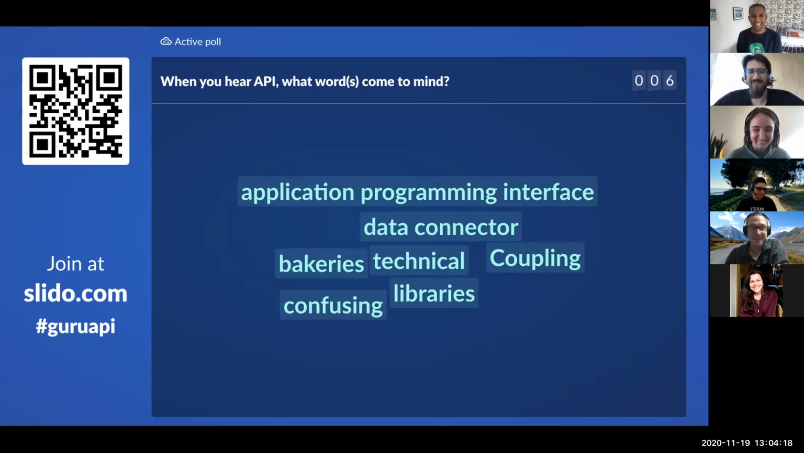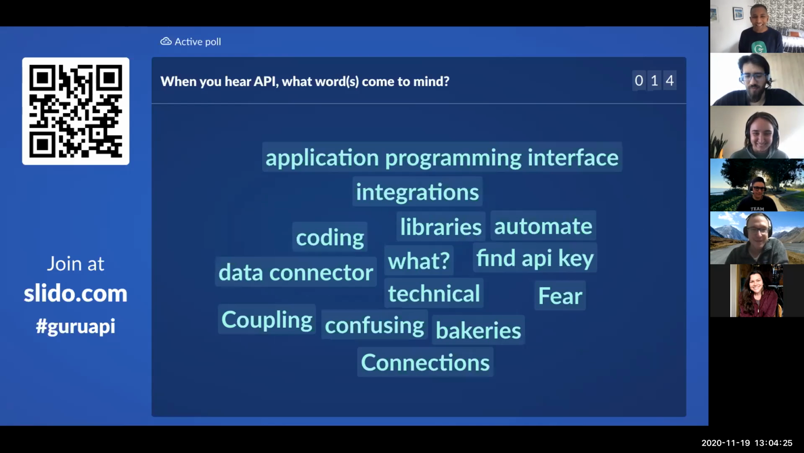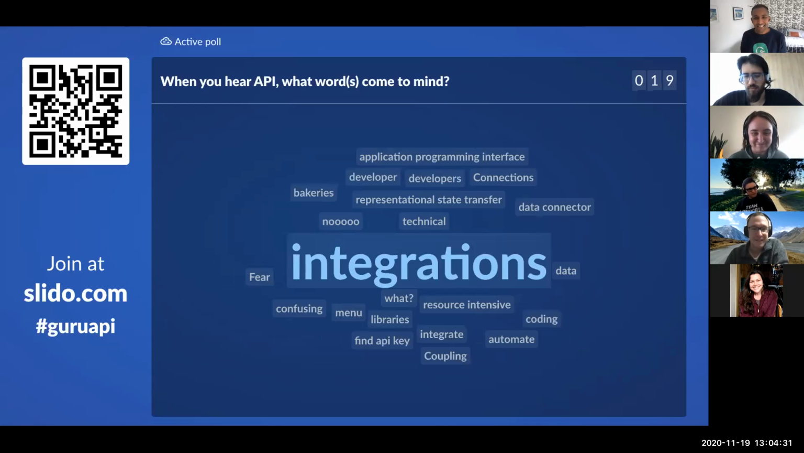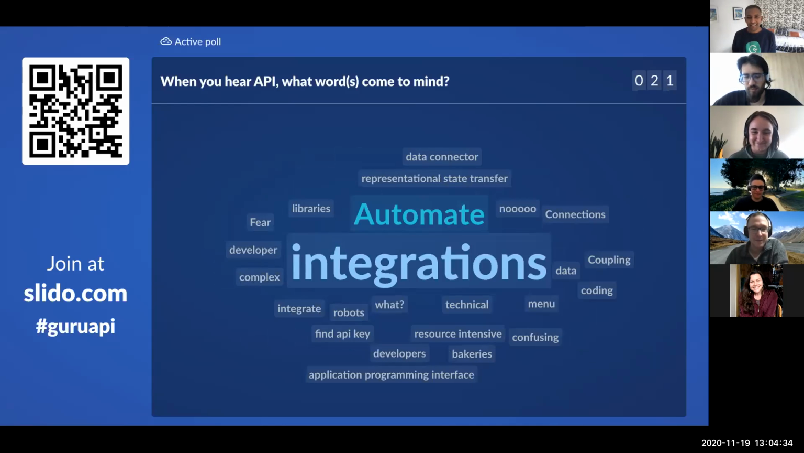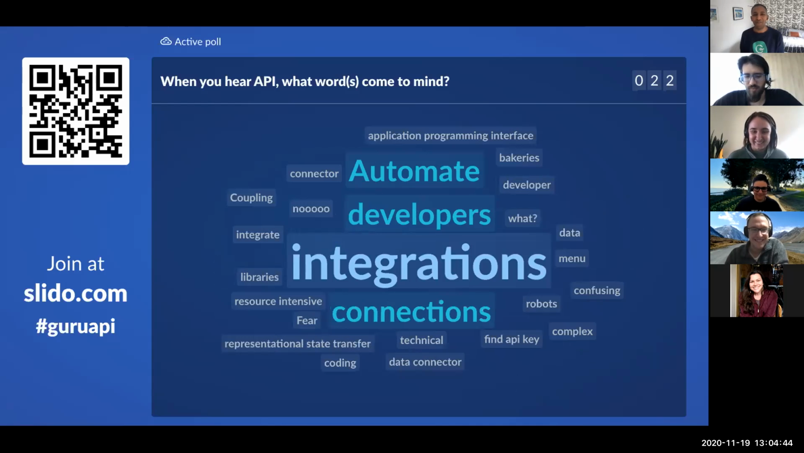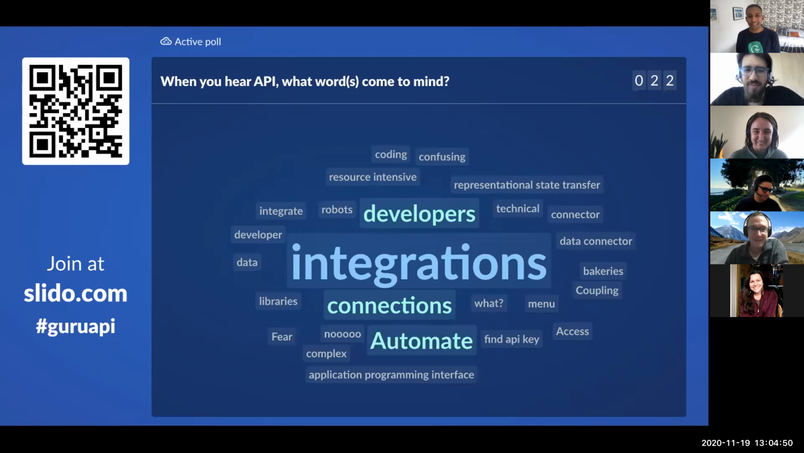Confusing. What? Oh, I love it. Automate, coupling, integrations. This is great. Very cool. Robots, bakeries. No. Oh, goodness. Find API key. Fear. All right. Complex. Data connector. Representational state transfer. This is so wonderful. Resource intensive. Data. Okay. This is really, really cool.